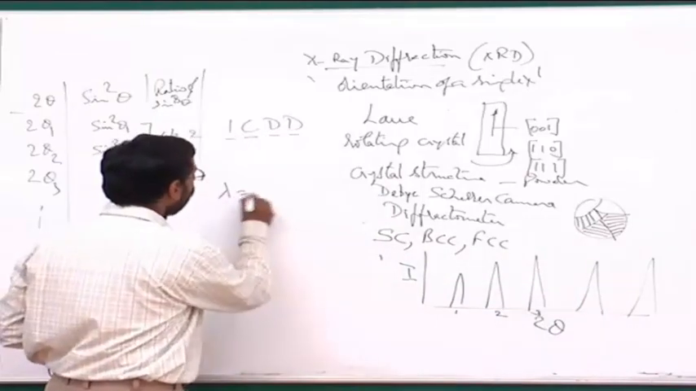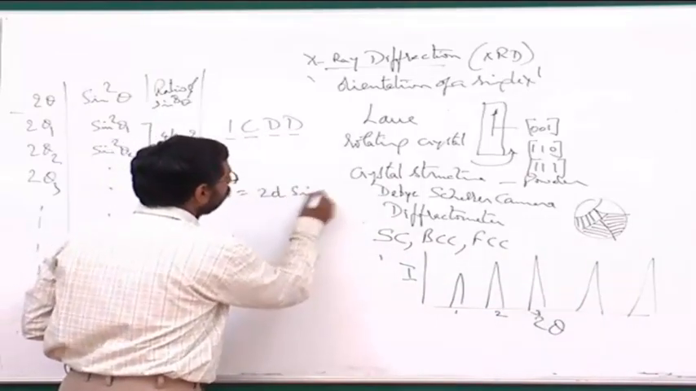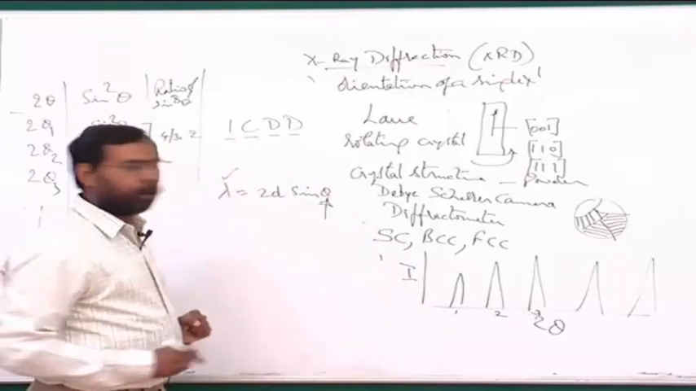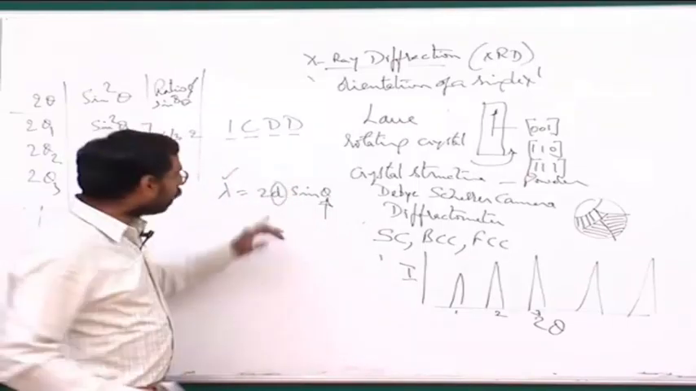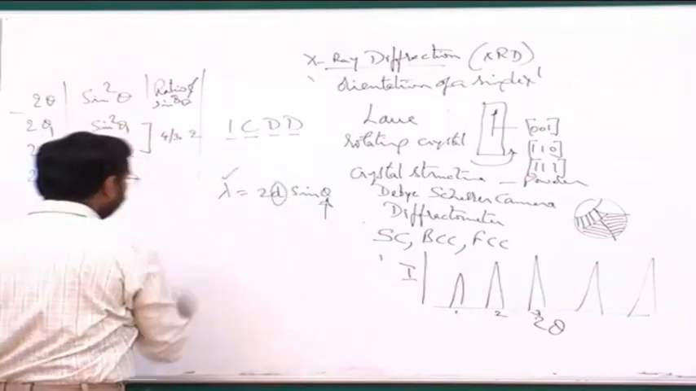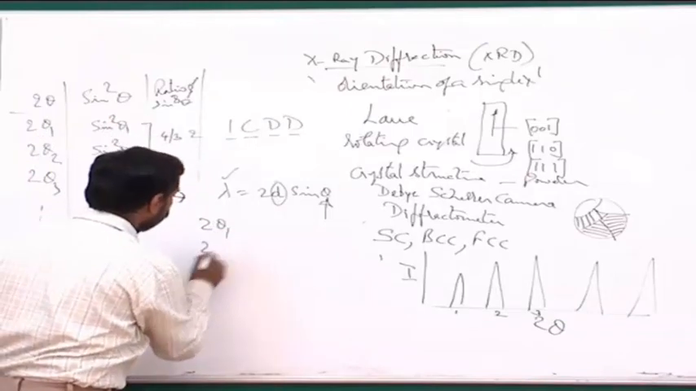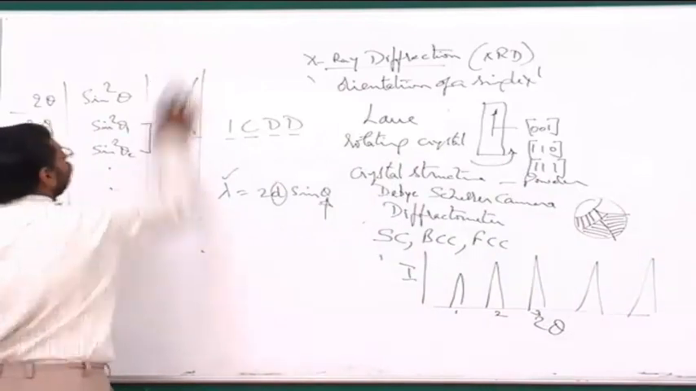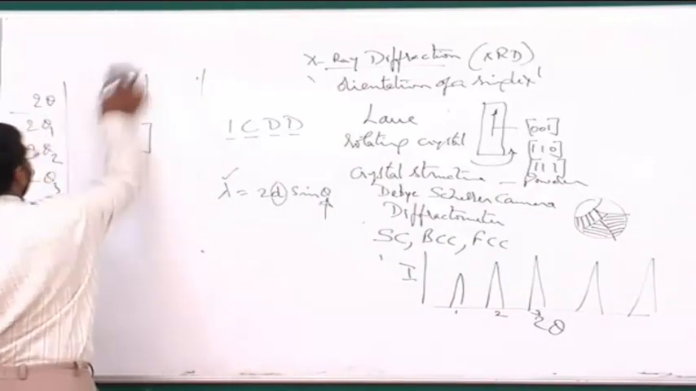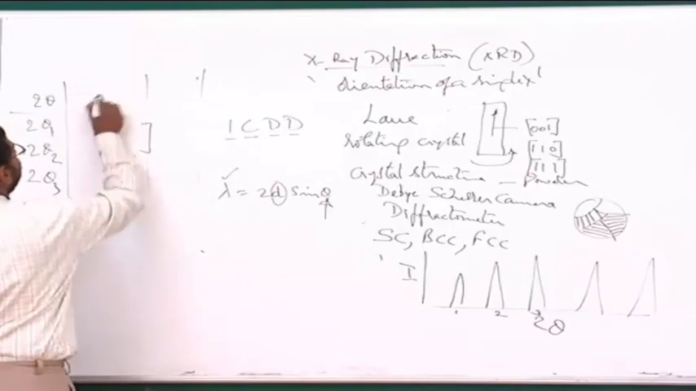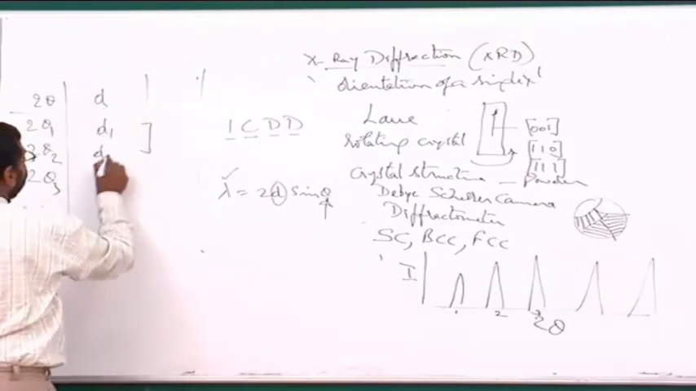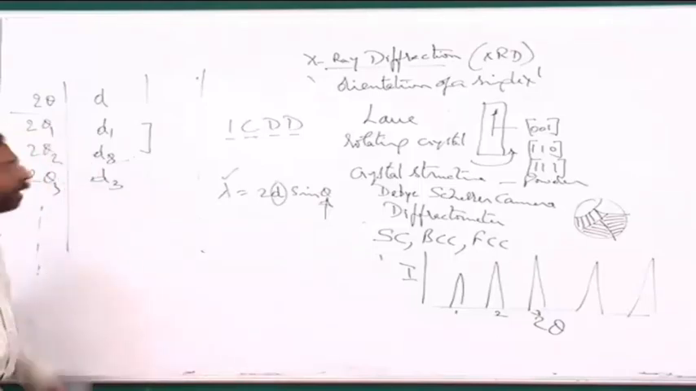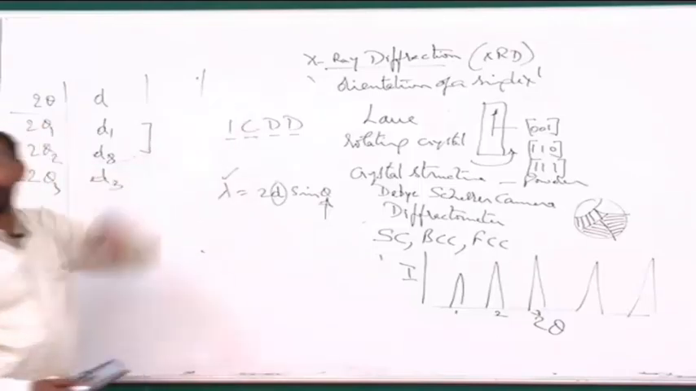Simply because I know this formula, lambda equal to 2d sine theta. So if I know the theta, from theta, I use the lambda that I know, I can find out the d. And once I find out what are all the 2 theta 1, 2 theta 2, and so on. For example, here just now we said, instead of finding out the sine square thetas, now I simply find out the d. So d1, d2, d3, d4, and so on. Once I find this out, I compare these d's with these patterns.